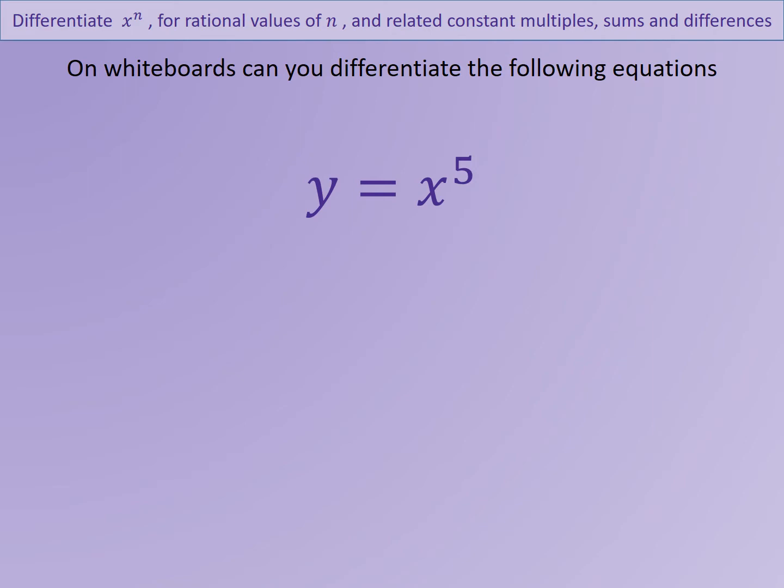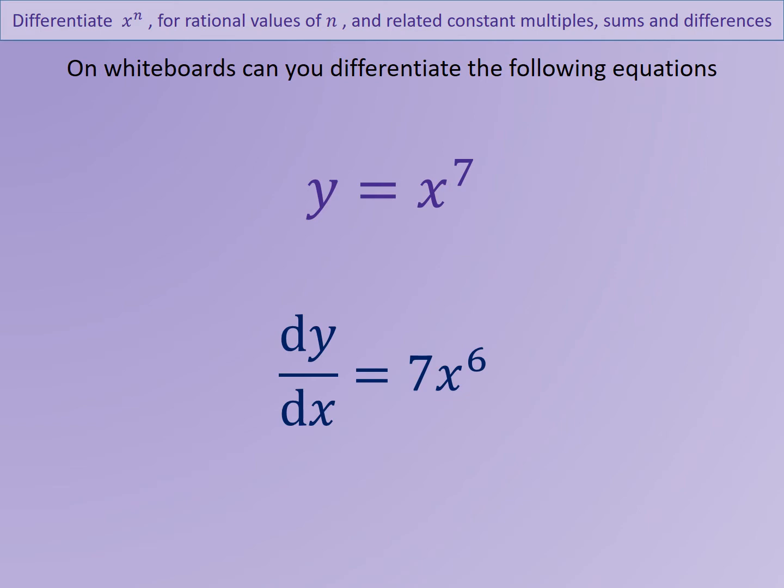Okay, so bring that power down, reduce the power by 1, and we get dy by dx equals 5x to the power of 4. Number 2. So same again, dy by dx would equal 7x to the power of 6.